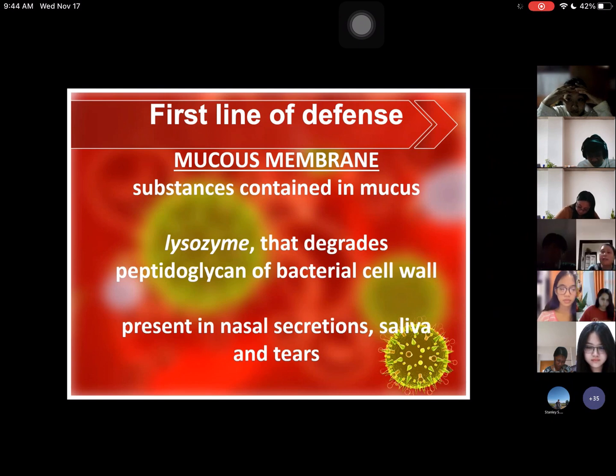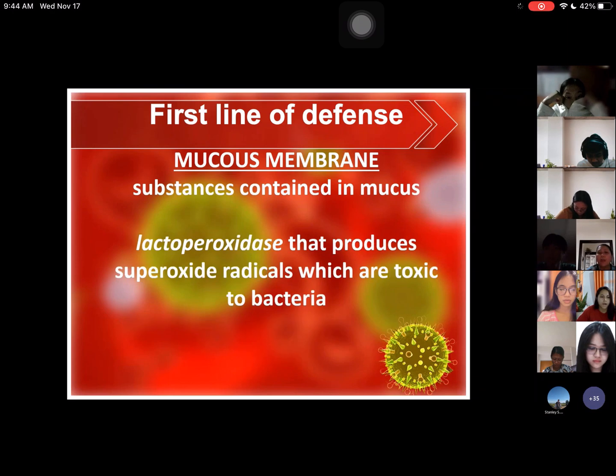And then what's in the mucus is also the lysozyme that degrades peptidoglycan of the bacterial cell wall. It's also in the skin, but also in the mucus. It is also present in nasal secretions, in saliva, and also in our tears. And aside from those, we also have the lactoperoxidase that produces superoxide radicals which are toxic to bacteria.